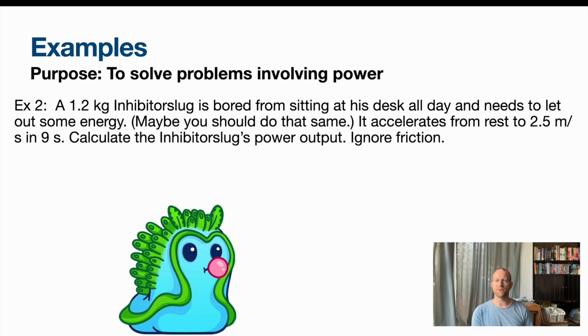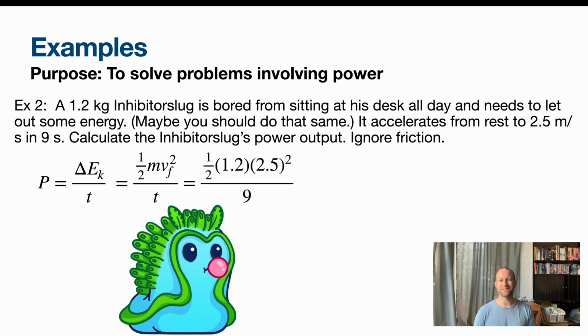So it accelerates from rest to 2.5 meters per second in 9 seconds. Calculate the power output. Now we're going to ignore friction in this case because that'll just make things a little bit more complicated. Power in this case is change in kinetic energy, since we have a change in speed. You're moving horizontal, not vertical. So horizontal movement, we've got kinetic energy that's changing. Since we started from rest, my change in kinetic energy is just the final kinetic. We're not dealing with the initial at all because the initial is 0. Plug in numbers, we get 0.417 watts.